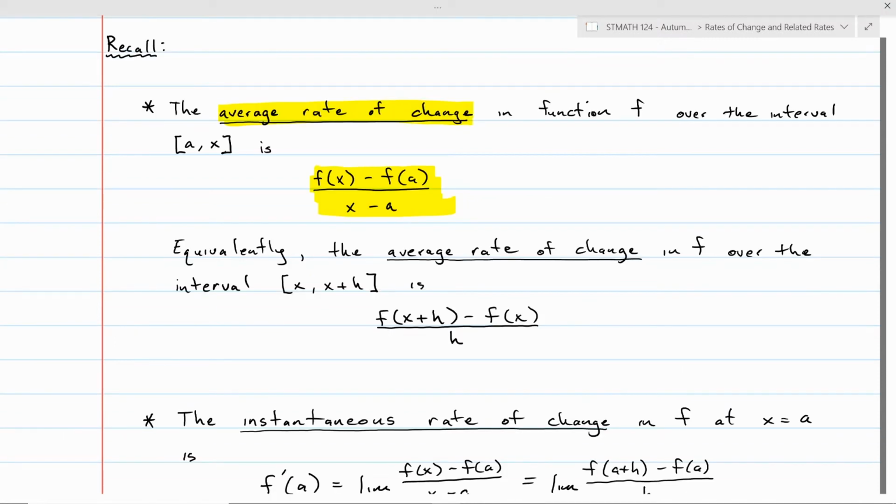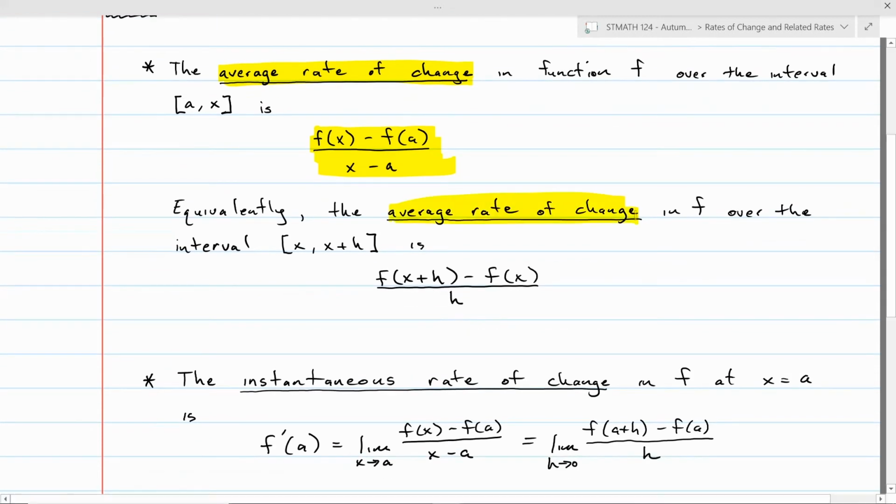We can also express that average rate of change in a slightly different way. Instead of going from a to x, we will go from x to x plus h, and then we can express it with this ratio here. But both of these things are doing the same thing. It's just measuring how much the function f changes over an interval and then dividing by the length of that interval.